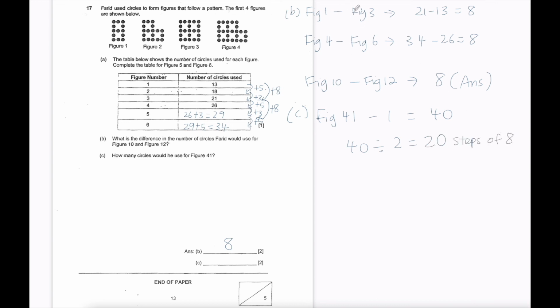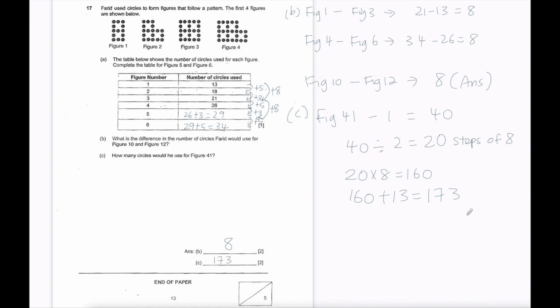Okay, I call it 1 step, 1 step, 1 step. Okay, so after the first figure, I'm moving 20 steps of 8. So 20 steps of 8 is just 160. Correct, we just calculate using calculator. So 160 is after the first figure. So we have to add back the first figure. The first figure is 13. So that's how we get 173 as our answer. Okay, so yeah, that's the answer.